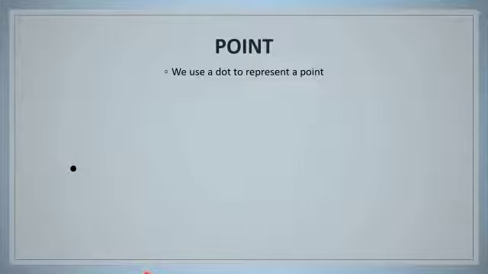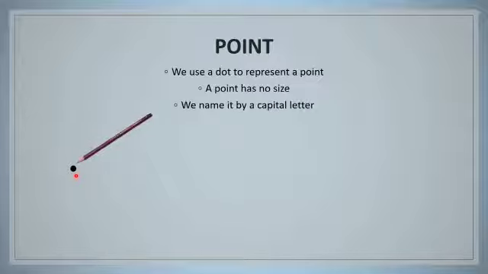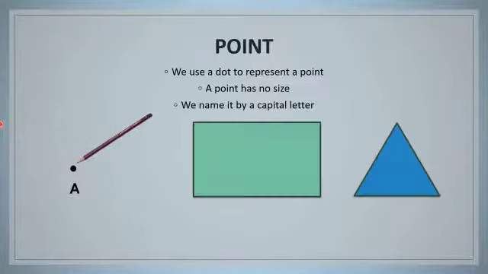So this you can see on the screen given here, a black dot. It is a point. A point has no size. So you can draw this point in a smaller size or at a larger size. It has no size. We name it by a capital letter. So a point is always named by a capital letter. So let's give this a name A. You can give any alphabet to this point. So we have given it as a capital letter A.